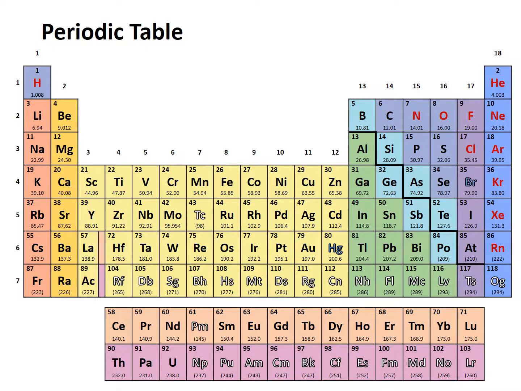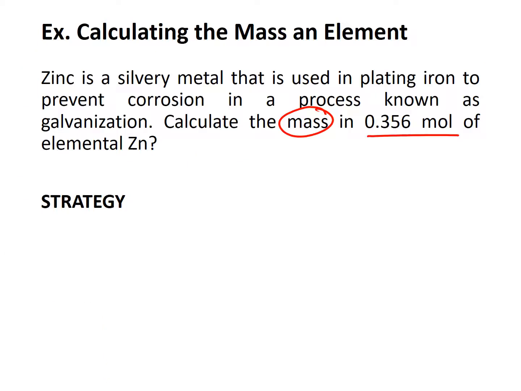So looking up zinc in the periodic table, we can see it's located here, and this tells us that the molar mass for zinc is 65.38 grams per mole. So in this case, our strategy is to convert from moles to mass, and of course we're going to need the molar mass in order to do this. And we saw from the periodic table that the molar mass for zinc is 65.38 grams per mole.